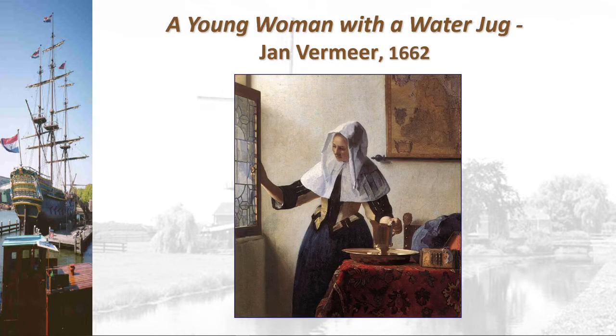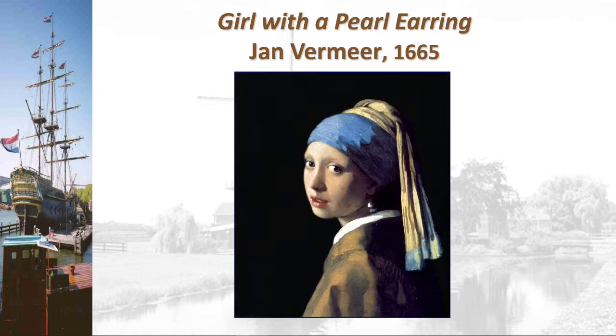Young Woman with a Water Jug. Nothing terribly fancy, just a lady with a water jug doing what she does. Girl with a Pearl Earring by Jan Vermeer, 1665. And once again, there's not really a title to this painting. We just call it that because she's wearing a pearl earring. Don't know exactly who this person is, but she's wearing kind of plain clothes.